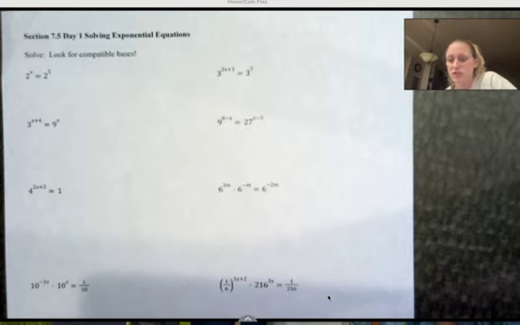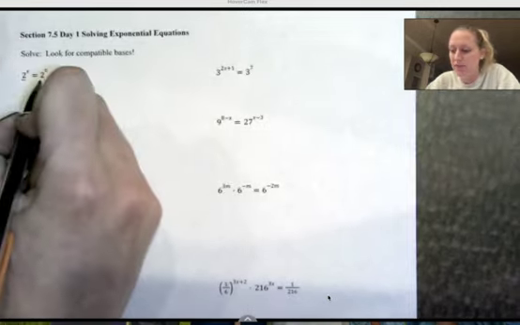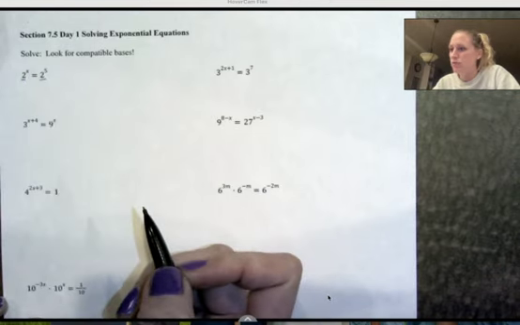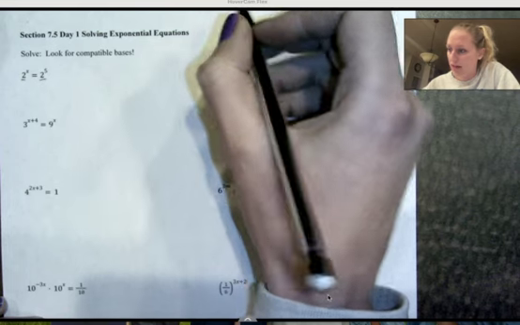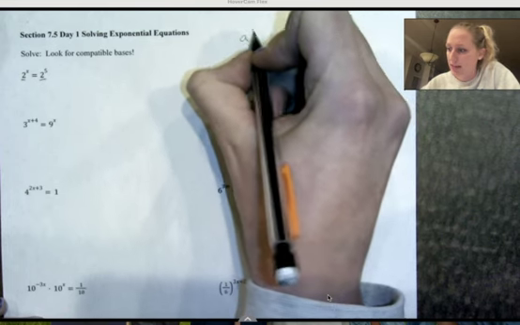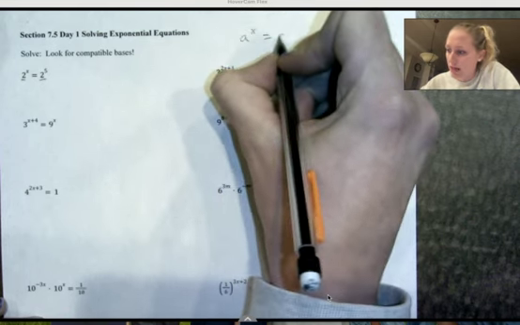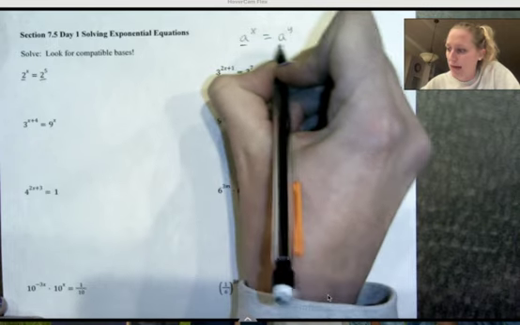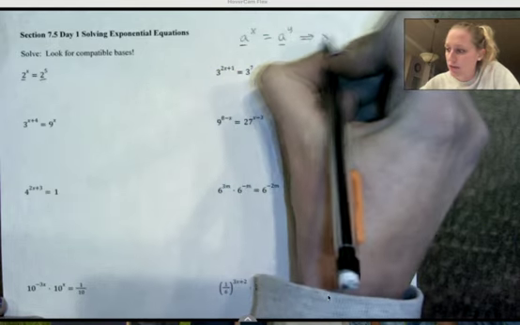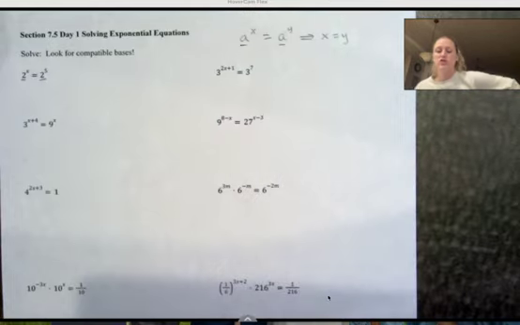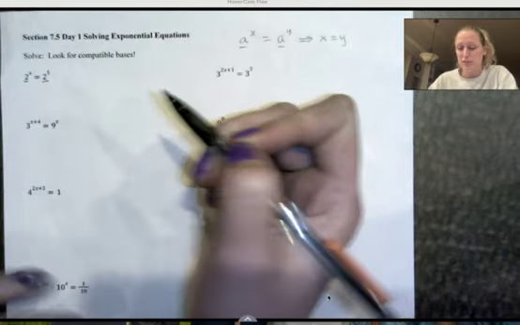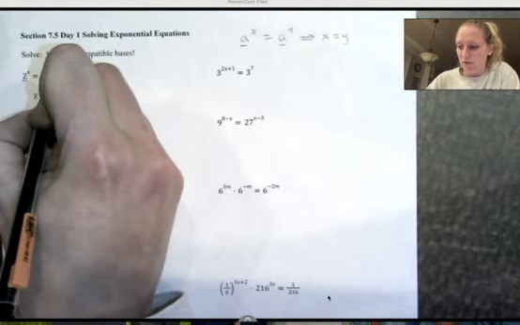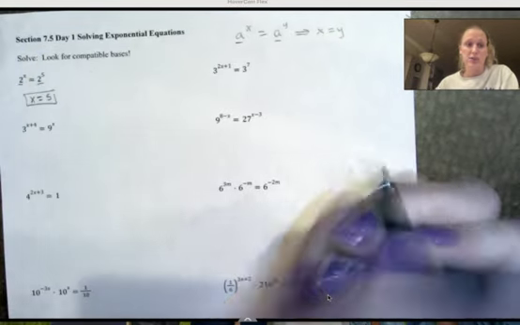In an exponential equation, if you have the bases match, let's say we have a to the x equals a to the y. If these match, then x equals y. So we can just jump to the exponents being equal to each other if the bases match. So in this case, x equals 5. I don't have to do any solving there.